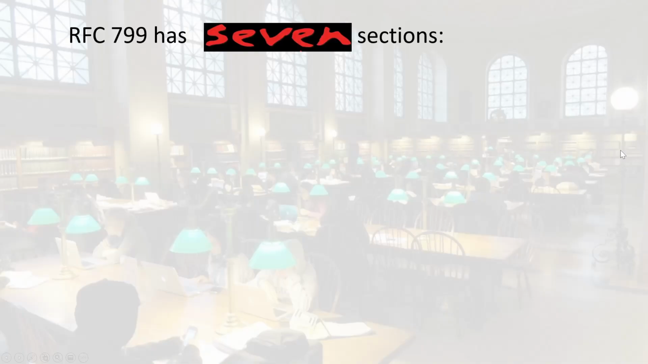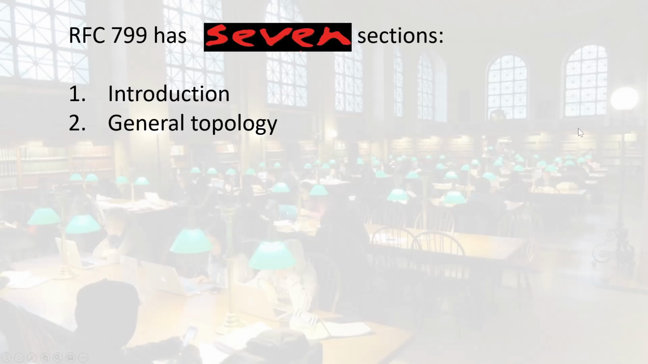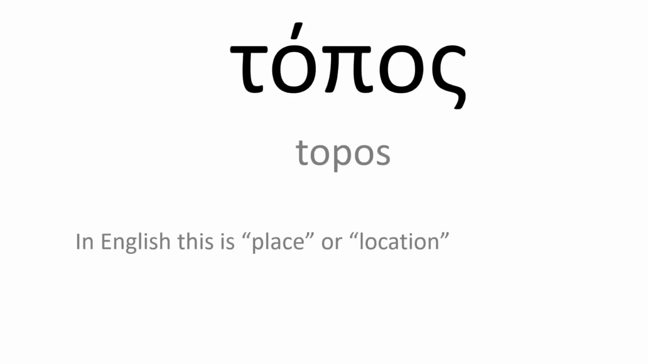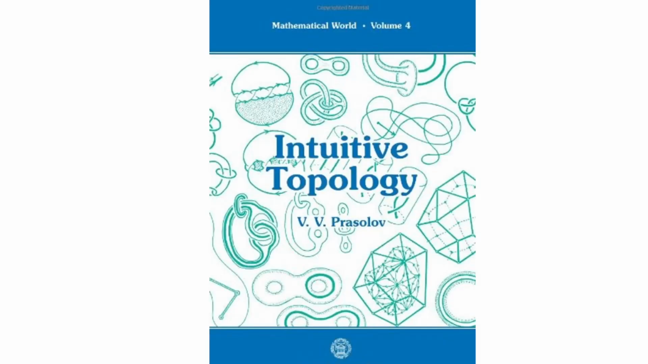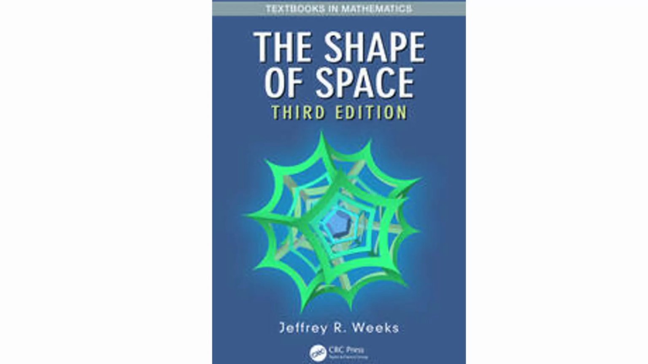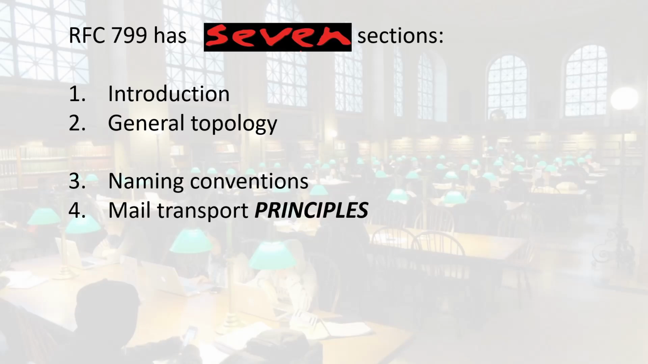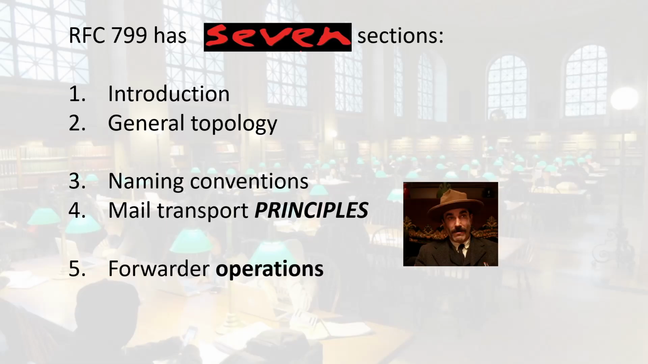There's David Mills, and RFC 799 has 7 sections. First, a quick introduction, then section 2 is called General Topology. The third section gets into it, and it's called Naming Conventions. Section 4 is about principles, it's called Mail Transport Principles. Section 5 is called Forwarder Operations.